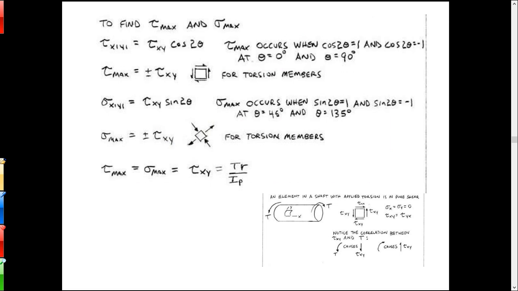All right, so to find tau max and sigma max, of course, this is what you often want to know. Tau x1y1 is tau xy cosine 2 theta. Well, that maximizes, as you might expect, right on the xy planes. Tau max is just plus or minus tau xy.